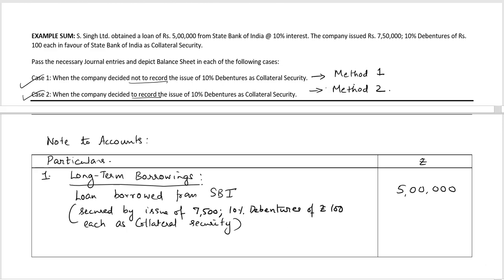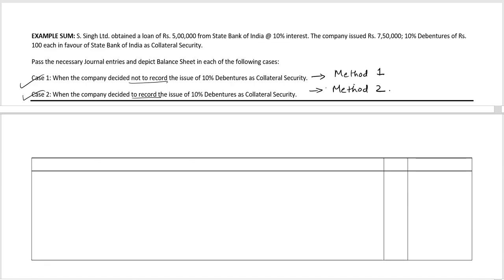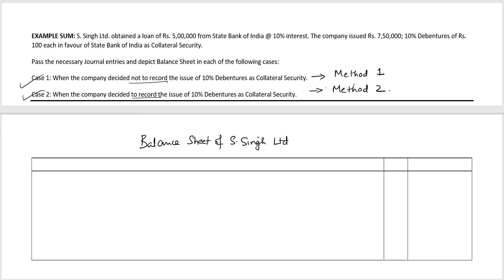Next, we will complete the balance sheet of Essing Limited as at 31st March, dash. We have particulars, a note number and a rupee column. Please remember it's an extract.